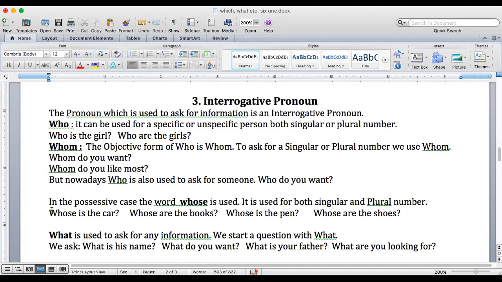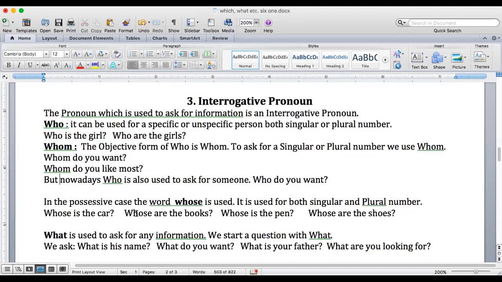Another form is, in the possessive case, the word whose is used. The possessive, remember, is when it belongs to someone, it belongs to something. So we say whose. It is used for both singular and plural number. Whose is the car? Whose are the books? Whose is the pen? That means the pen, who does it belong to? Whose are the shoes? Whose shoes are they? All right, singular and plural.